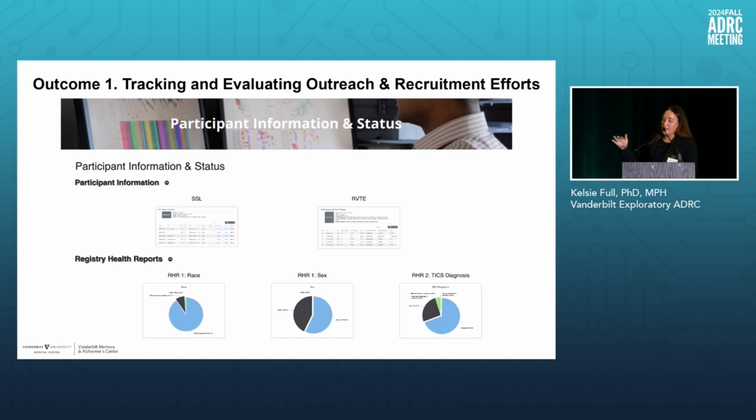For example, on the second row, we have all of our registry health reports. Who's in our registry? Is it the participants that we hope would be there? Is it the participants that are going to be interesting and attractive to other ADRC affiliated research studies? So we can kind of manage all of that with this dashboard.